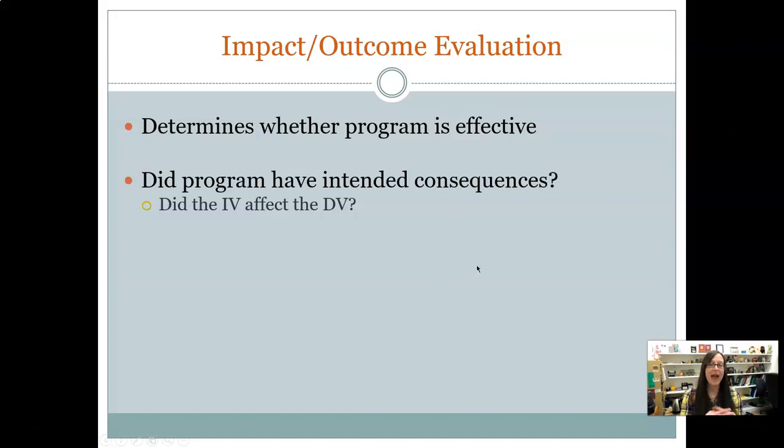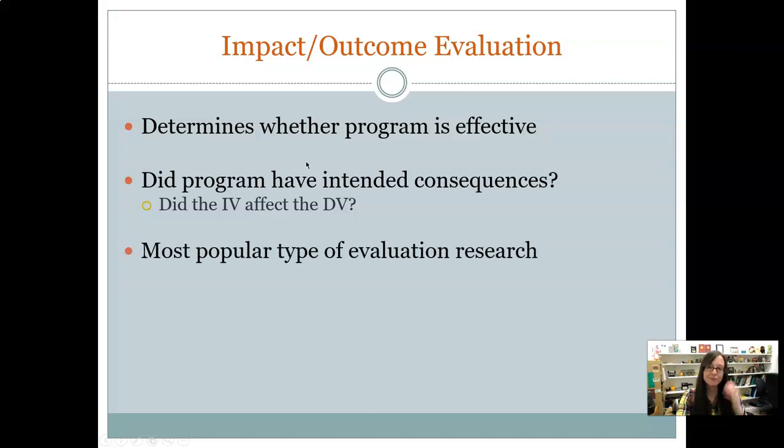And so you want to see if the outcome, being the effects on the clients, and the impact, being the effect on the larger system or community. But typically, this is the most popular type of evaluation research because this is often the question we want to know. Well, does this program work? Yes or no? So if it works, then we're going to try to implement it.